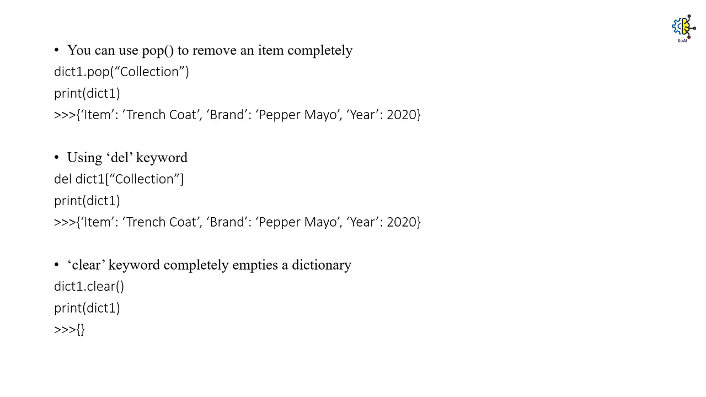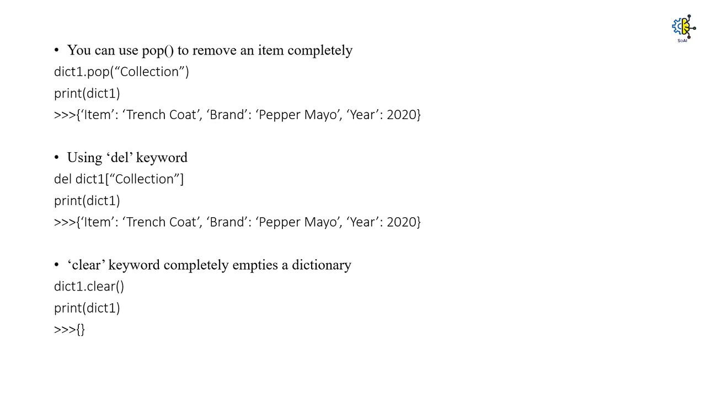In order to remove an item completely, you can use the pop method. Now, if I do dict1.pop and pass the key collection and then print the values of dict1, you can see that the key value corresponding to the key collection has been removed. So the output is item equals trench coat, brand equals pepper mayo, and year equals 2020.